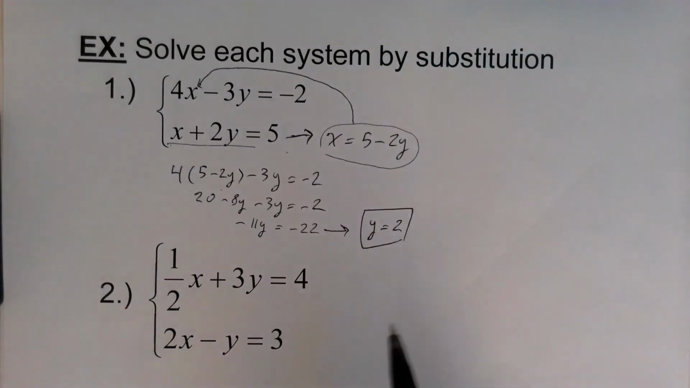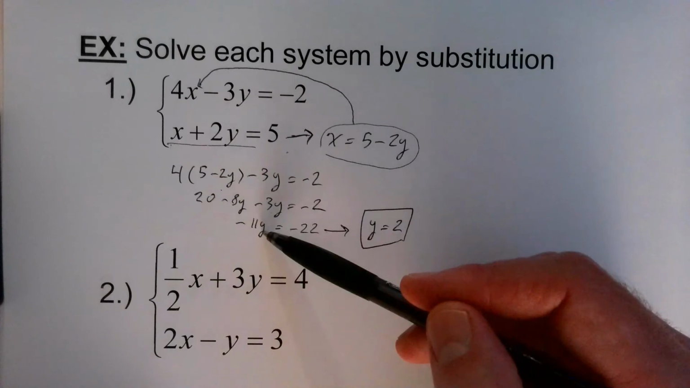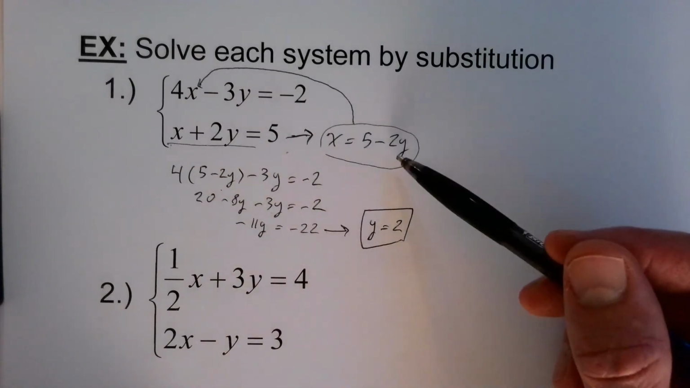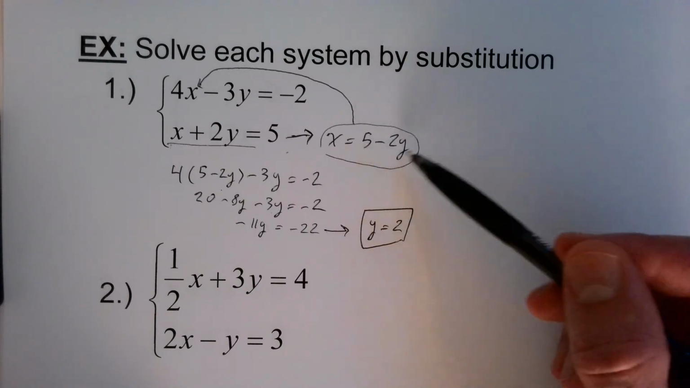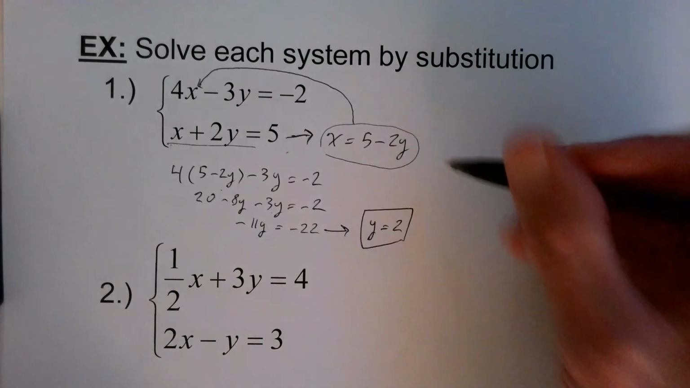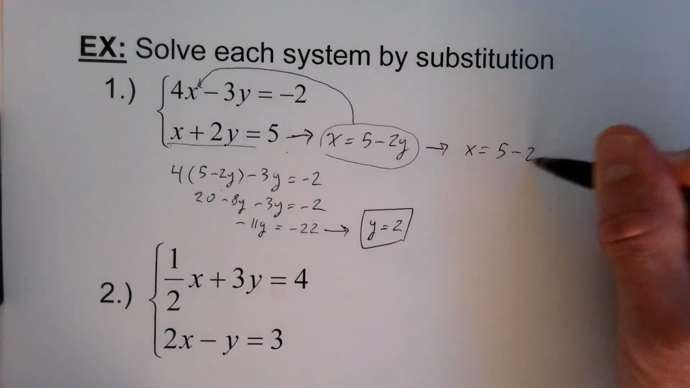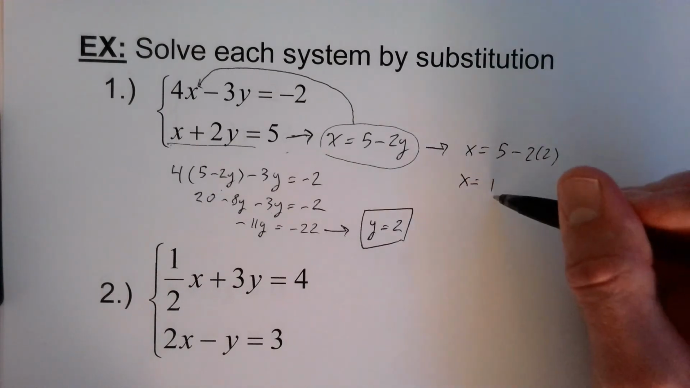I might be tempted to move on to that next problem, but for a system of equations, I can't just solve for y. I need x and I need y. So now I can substitute this value in anywhere I want to. Again, you want to make your life easy. The easiest place to plug that in would be right here, because then all you've got to do is use PEMDAS to simplify that, and then you have your value for x. So then x would be 5 minus 2 times 2. 5 minus 4 is a 1.